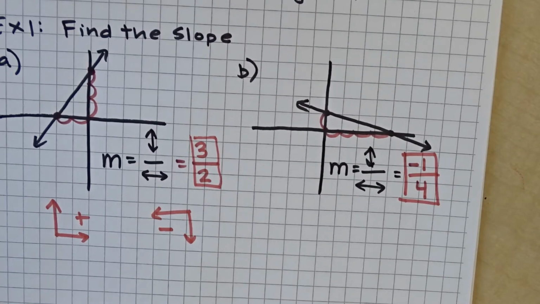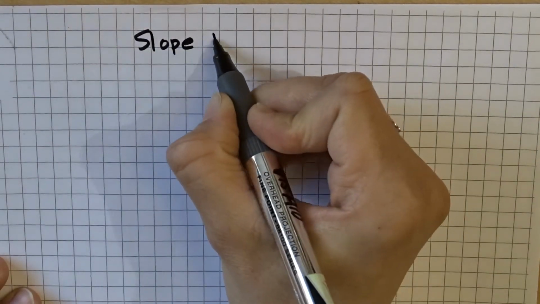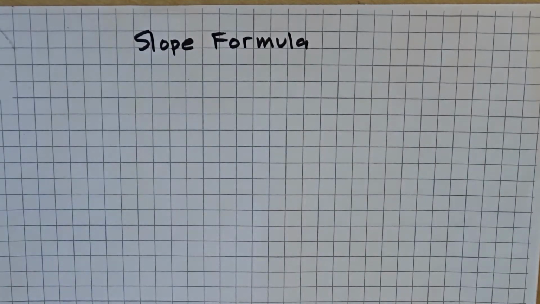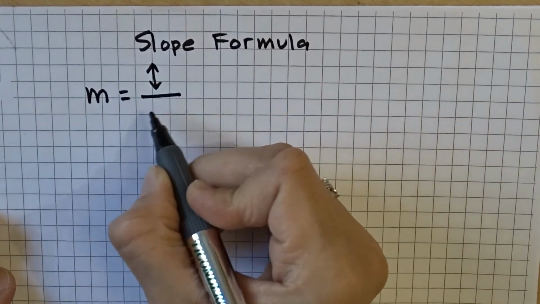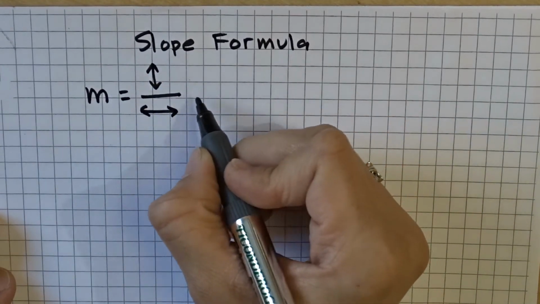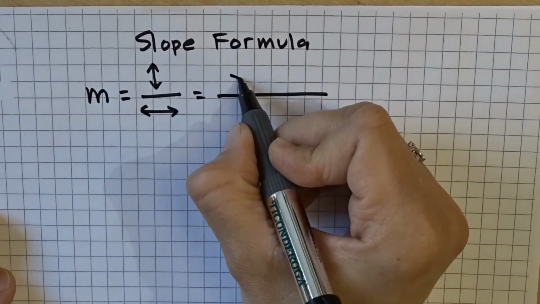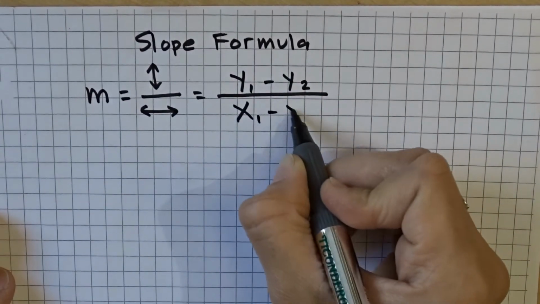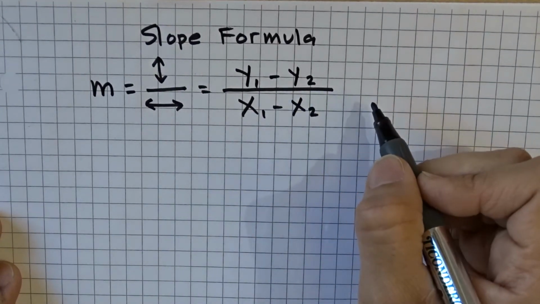Now, when you want to find the slope between 2 points and you don't have a graph, you use something that's called the slope formula. And the slope formula looks like this. It's going to be your vertical values divided by the change in your horizontal values. Your vertical values come from your y coordinates. Your horizontal values come from your x coordinates. And then that's going to give you your final answer.